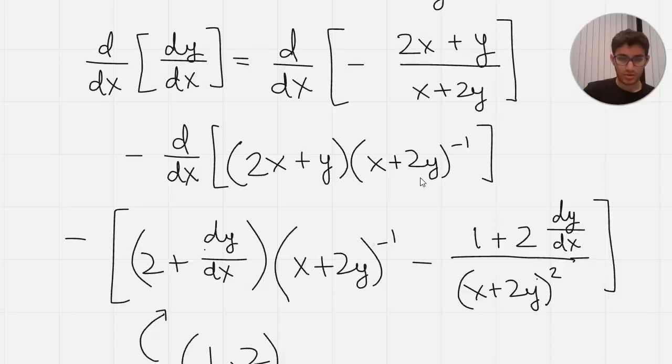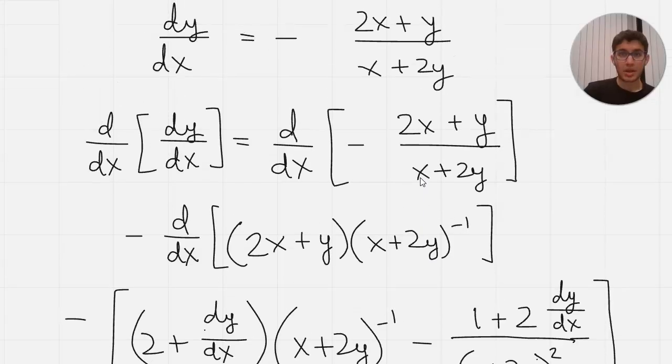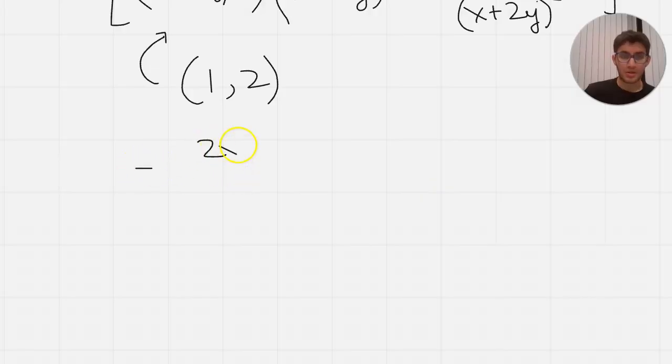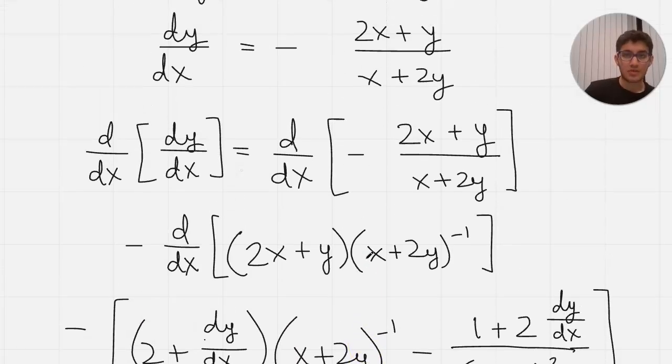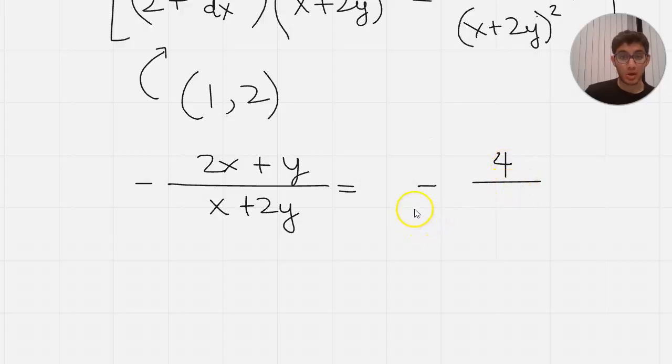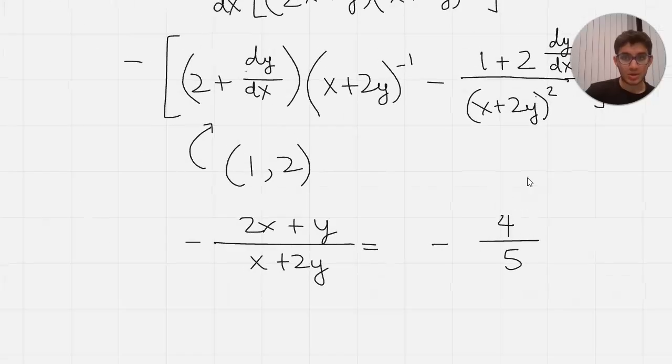What is it? It's (1, 2), and it is negative (2x plus y) over (x plus 2y). So negative (2x plus y). Make sure the negative is here and not here, because that obviously changes things. So negative (2x plus y) over (x plus 2y). What is this equal to? This is equal to negative, and then on top we get 2 plus 2, which is 4, over 1 plus 4, which is 5. So this is the value of dy/dx. Now we need only plug this in.